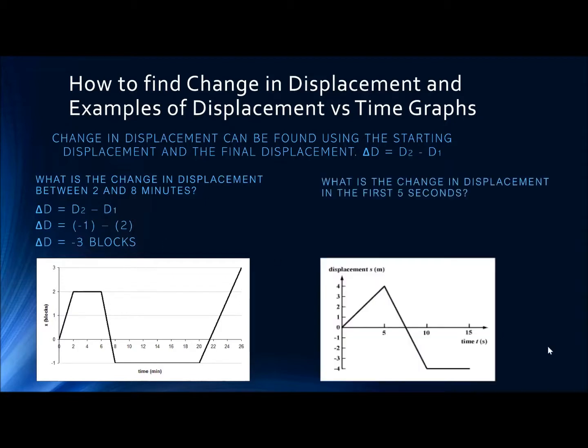Next, what is the change in displacement in the first 5 seconds on this displacement versus time graph? You're going to start with your equation once more, the change in d equals d2 minus d1, in which you will sub in 5 minus 0, giving you 5 meters for your displacement.